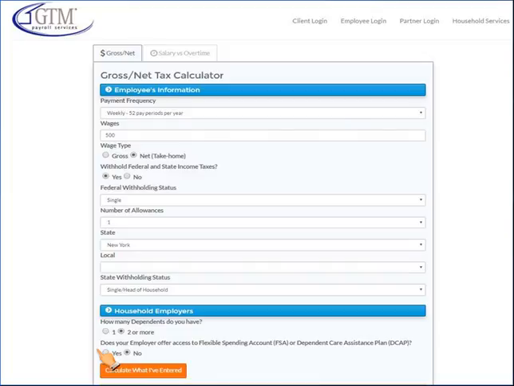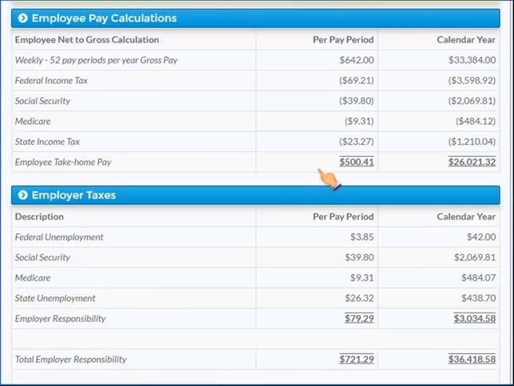When we hit calculate, you'll see that to get to $500 in take-home pay, your employee will have a gross pay of $642, as about $142 will be taken out in taxes. In addition, you will have an $80 responsibility for the employer taxes. So to pay your employee a net of $500 a week, you'll actually have a responsibility of about $721.